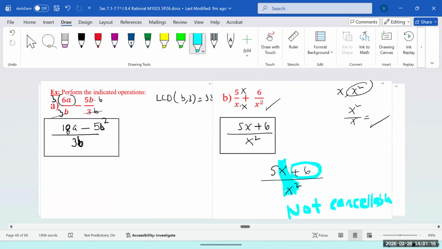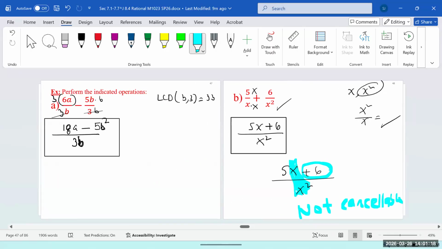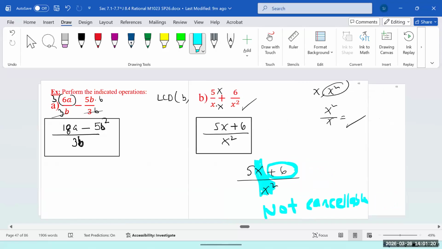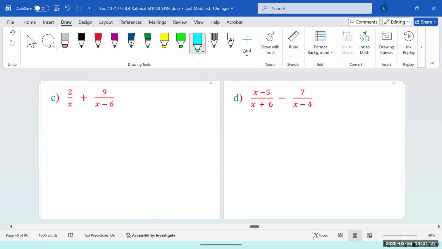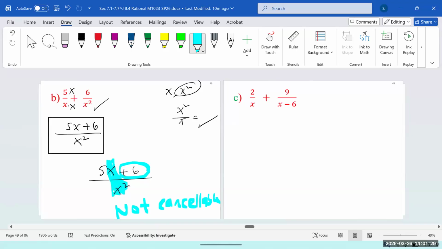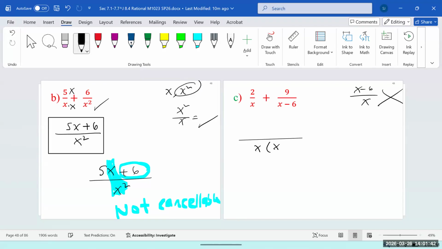Okay, so these two are easy, so they will not be in the exam. What will be in the exam is from here. This one is also easy, but what will be in the actual exam is the next one. But let's start with the baby one. Can you divide x minus 6 by x evenly? So what is our LCD? X times x minus 6. If you cannot divide, you multiply them. That's the LCD.